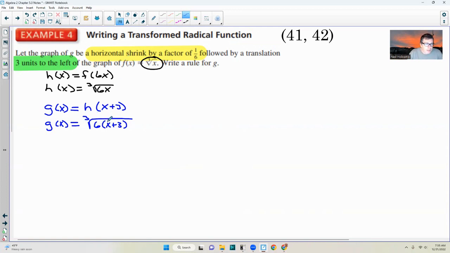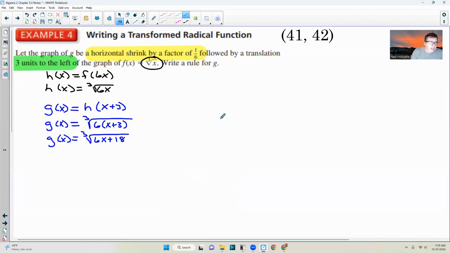Okay, and now I'm going to distribute and simplify this. So g of x is going to equal the cubed root of 6 times x is 6x, positive times a positive is positive, 6 times 3, 18. So g of x is going to equal the cubed root of 6x plus 18. So there it is. It says write a rule for g, and I just have.